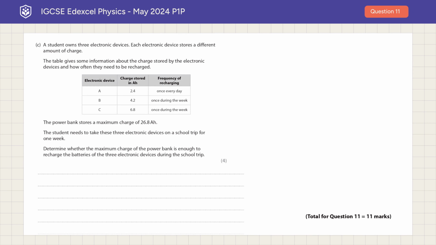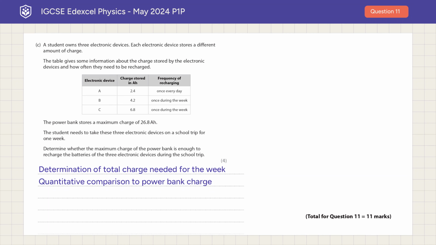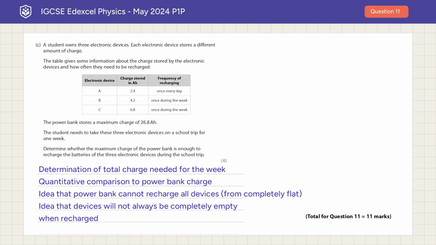Finally, Part C, to see if the 26.8 amp-hour power bank is enough for a week-long trip, we calculate the total charge needed. Device A needs 2.4 amp-hours each day for 7 days, which is 16.8. Device B needs 4.2 once, and device C needs 6.8 once. That totals 27.8 amp-hours, which is slightly more than the power bank can store. So strictly speaking, it's not enough if all devices start from empty, though they might not be fully discharged at the start of the trip.